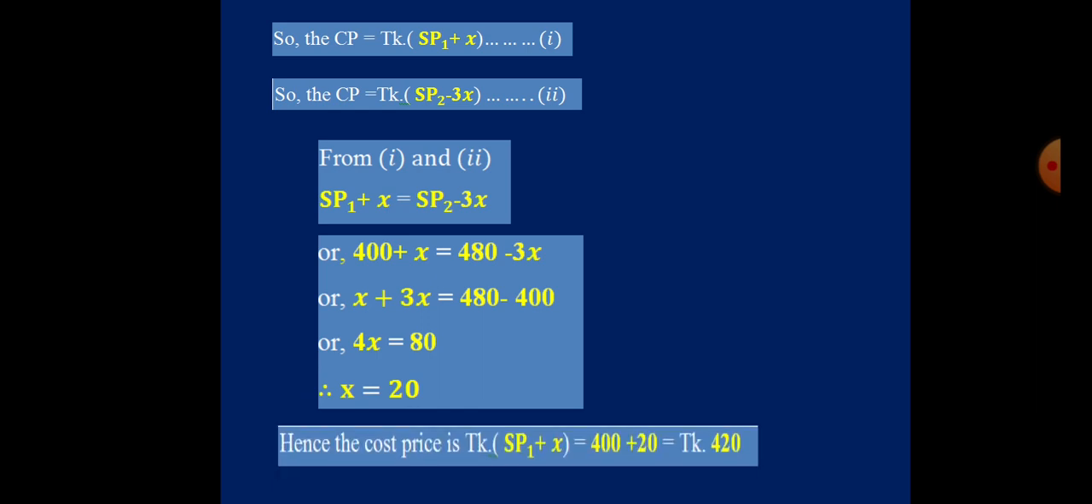And what is x? x is actually the loss when we sold our product at taka 400. Now our question was to find the cost price. So the cost price from equation 1, selling price 1 plus x. If I add that x with selling price 1, and selling price 1 is 400, then I'm going to get my cost price. So my cost price is 400 plus 20, which is taka 420.